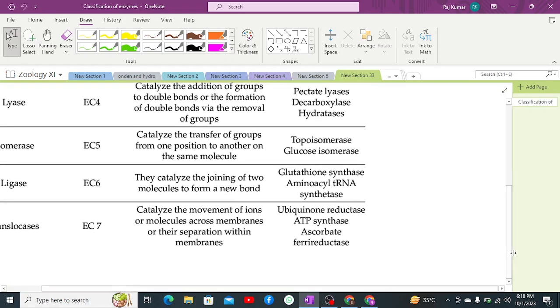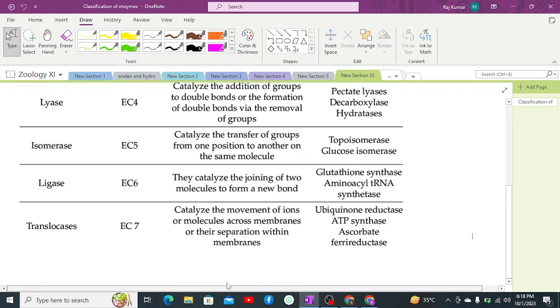Similarly, we have topoisomerase, glucoisomerase. And then there is ligase, an enzyme which is involved in catalyzing the joining of two molecules to form a new bond. For example, RNA polymerase, DNA polymerase, glutathione synthase, amino acid tRNA synthetase are all enzymes that are involved in ligase.